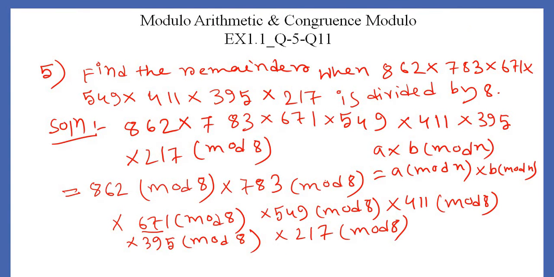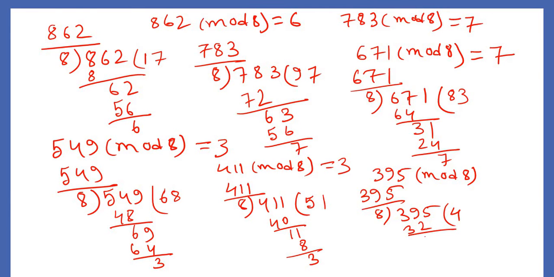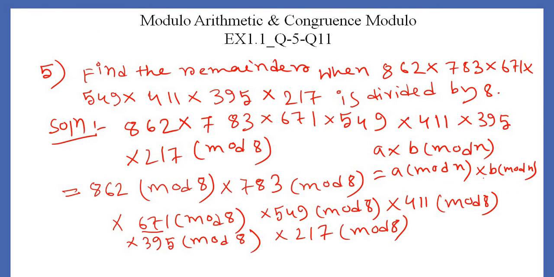Let us find the next term, that is 395 mod 8. If we divide 395 by 8, 8 into 4, 32. 75, that is 8 into 9, 72. 75 minus 72 is 3. So here the remainder is 3. Therefore the value of 395 mod 8 is 3. Now the next one, that is the last one. What is the last term?